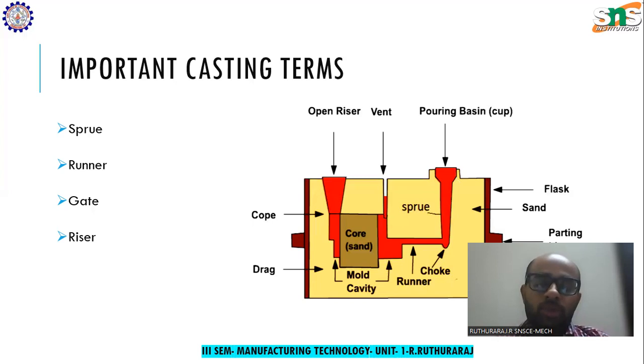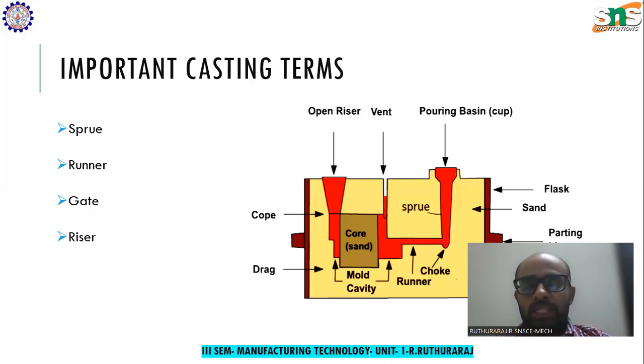Once the metal solidifies, the metal will also be present in the runner and riser cavities. Such irregular sections can be cut out and the final product can be obtained. So this is the basic introduction to the sand casting process.